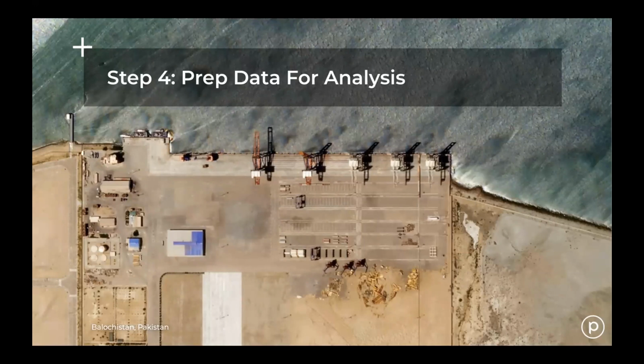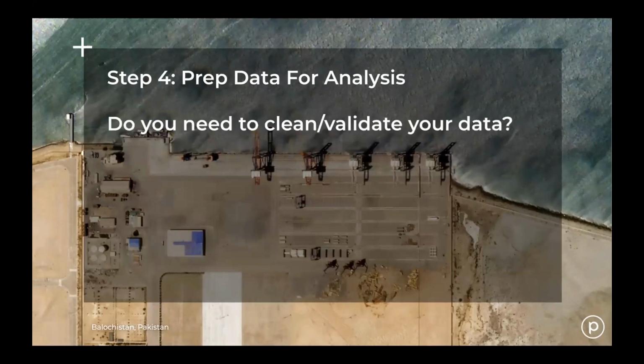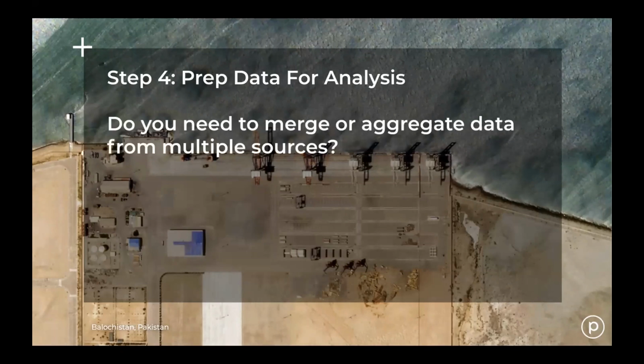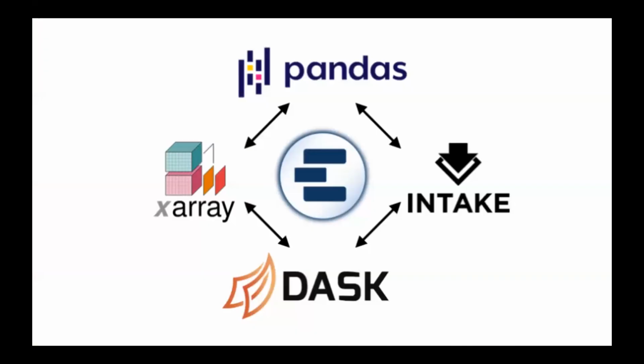Of course, once you've decided your workspace, you need to prep your data for analysis. So how can you access the relevant data from your workspace? Do you need to clean the data at all or validate it in some way? Maybe you need to actually merge multiple sources, so you might have to have some bridges or connectors that pull in data from many places and help you be able to merge it in some way. And then maybe your analysis can be done on the fly, or maybe you save an intermediate formatted data set.